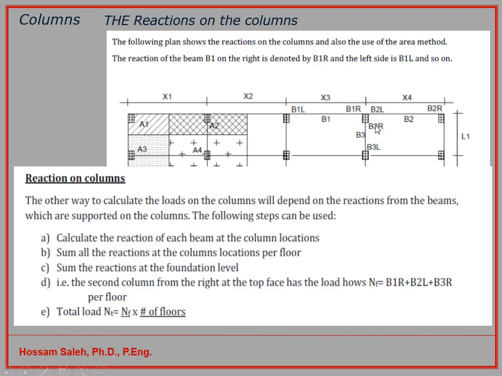Now the load on this column based on the reaction from the beams will be B1R plus B2L plus B3R. So that's this load per floor, and then if you multiply that by the number of floors, you can get the total load on the column at the base level.